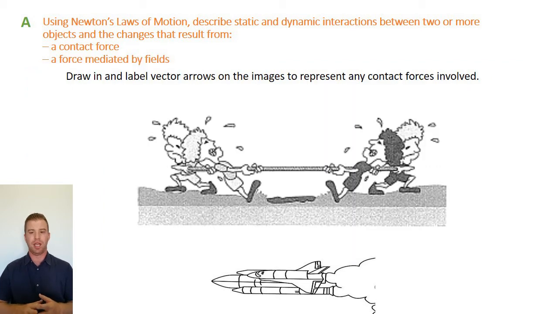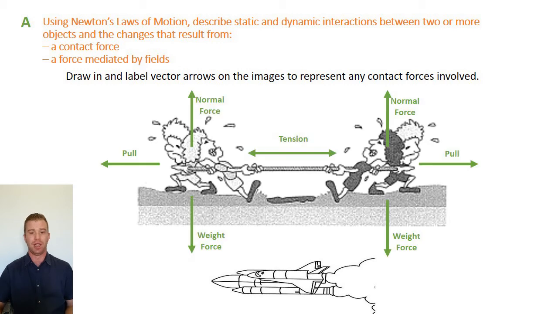Alright, let's have a look here at our exam style question. So I've got a question here which basically says, draw in and label vector arrows on the images to represent any contact forces involved. And there are going to be several images I'm going to discuss in this video. So the first one here is tug of war, or tugging a rope on both sides. So if you look here, you've got two students on either side tugging that rope, and you can see now what the forces at play are.